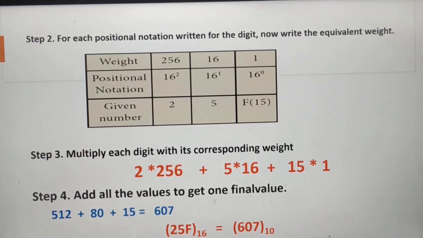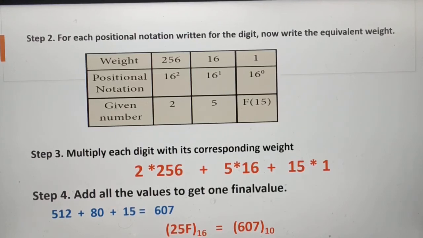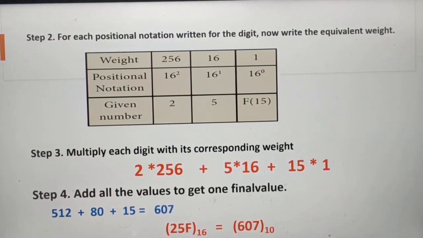My dear children, in this video we have seen the conversion of a hexadecimal number into its equivalent decimal number using the positional notation method. Thank you, children.